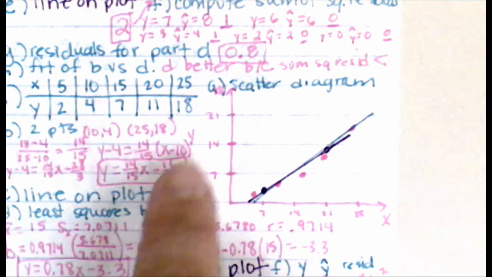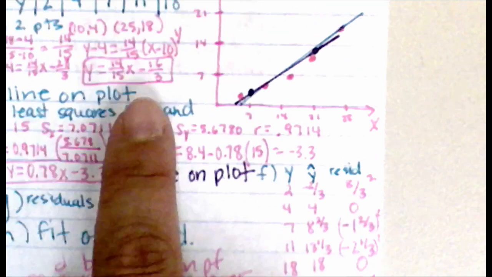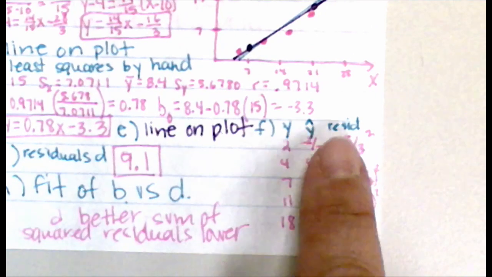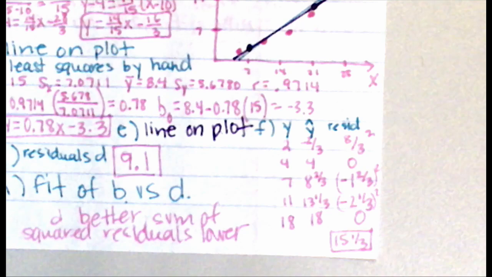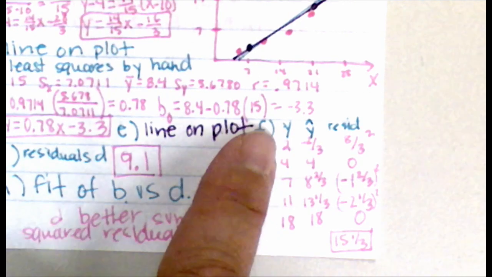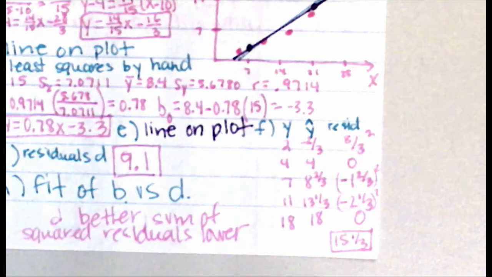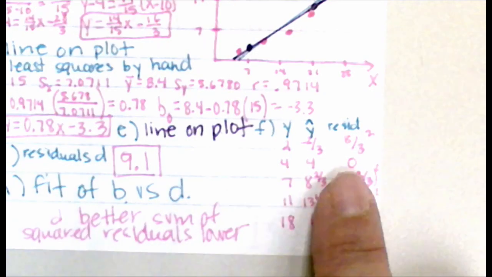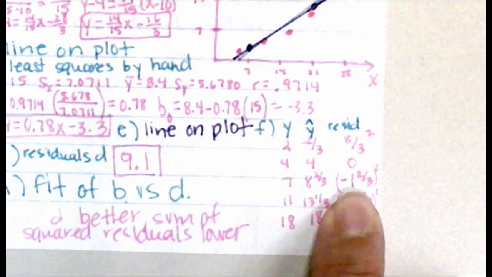So I'm plugging all those x's into my equation from part B and then recording the result in my y hat column. The residual is the y minus the y hat. So for the top one, 2 minus -2/3. So that becomes 2 2/3 or 8/3. 4 minus 4 is 0. 7 minus 8 2/3 is -1 2/3.